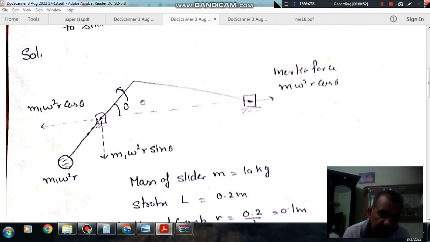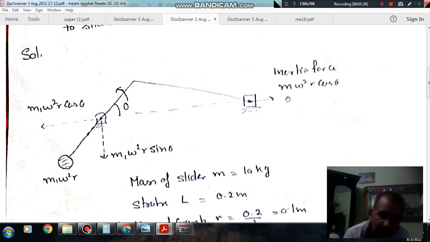So this is your slider crank mechanism and mass of slider is m, and suppose this crank is rotating in counterclockwise direction with angular velocity omega. This is the position at any instant, when the crank makes an angle theta with the line of action of stroke. As the slider is moving in this direction, the inertia force will act in this direction, and if we consider only the primary acceleration, the inertia force is m omega square r cos theta, and it will be in this direction.